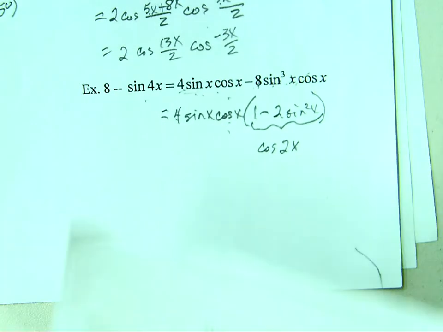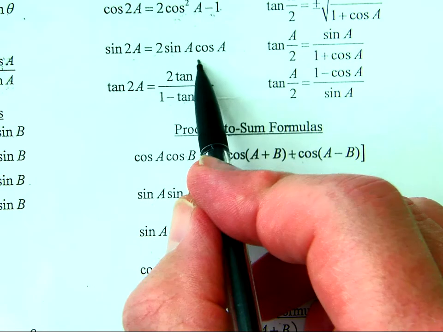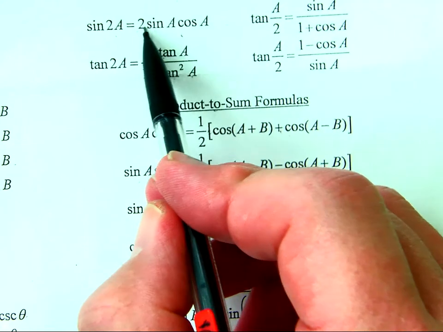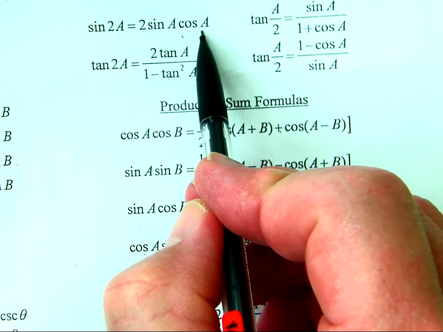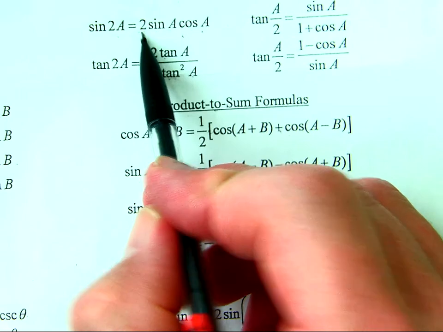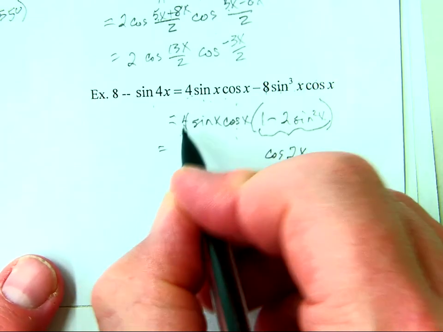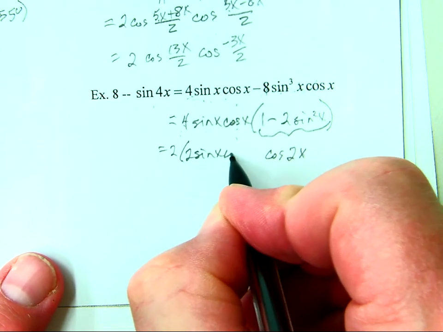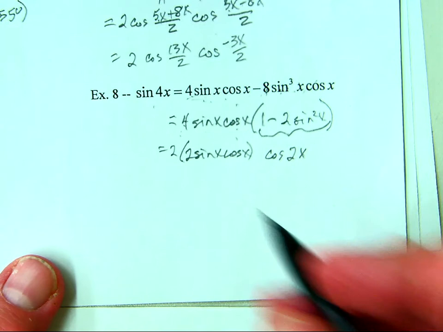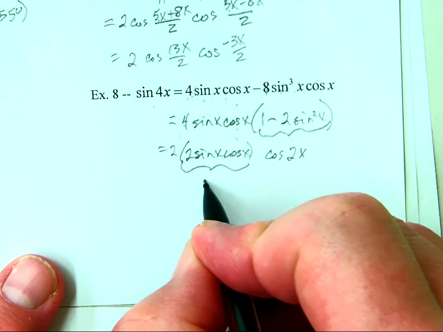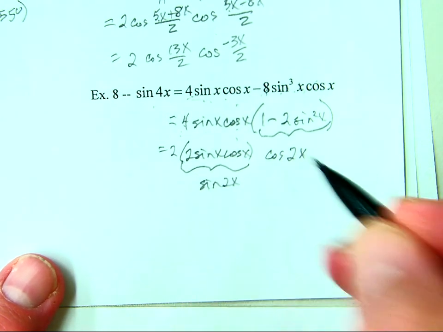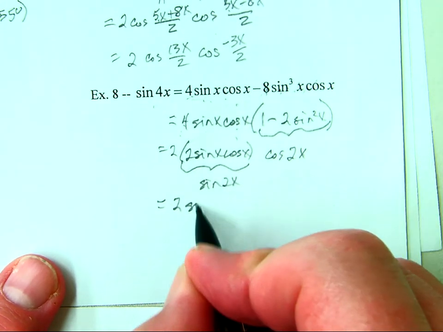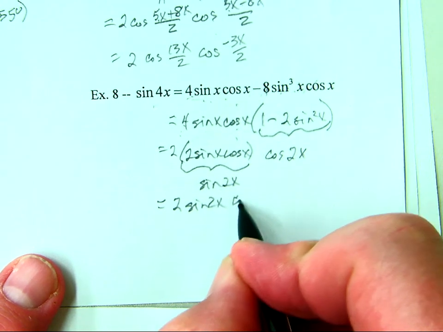Now this front thing, that looks almost like this one. Notice I have 4 sine x cosine x. Here I have 2 sine x cosine x. So it looks very similar, except I want a 2 and this one has a 4. Well, could we make that 2 times 2 sine x cosine x? Could we just rewrite it like that? So now we have an identity for that. That's the sine of 2x. So now I have a 2 out front. We said that is the sine of 2x, and that is the cosine of 2x.